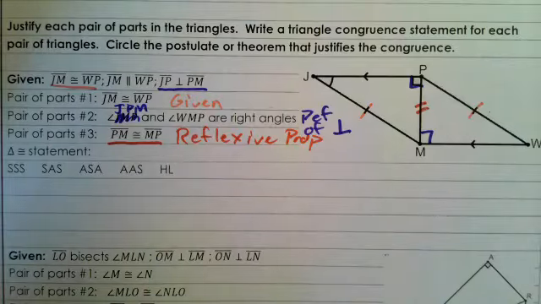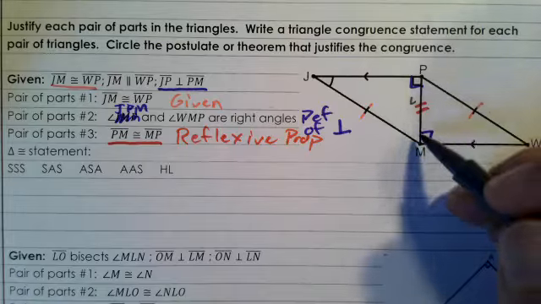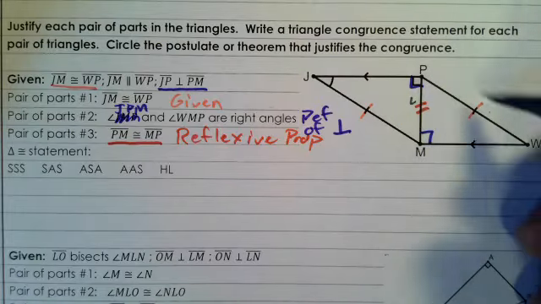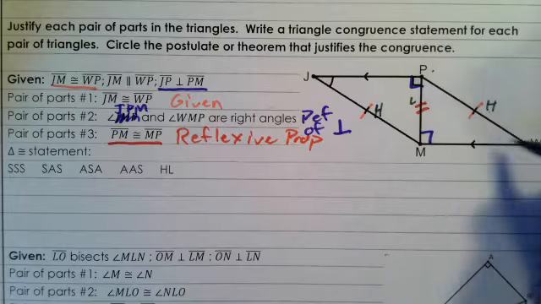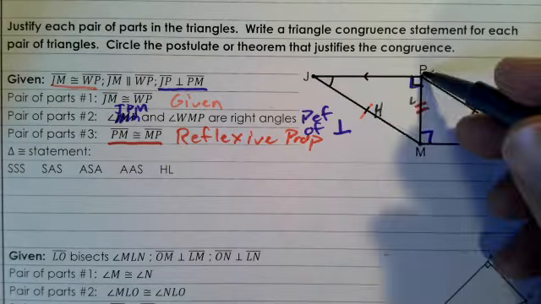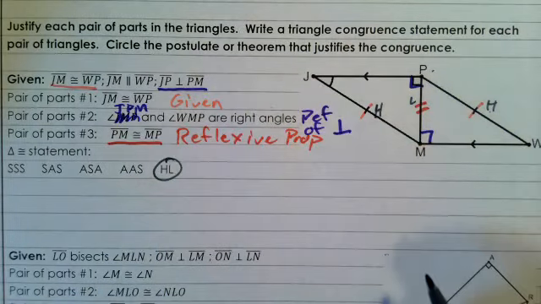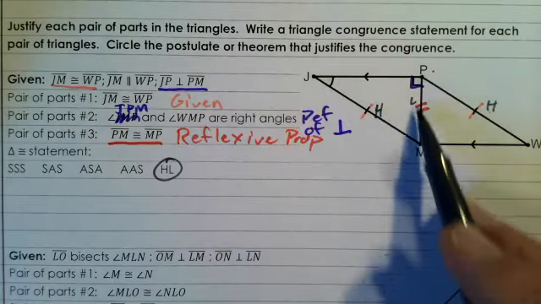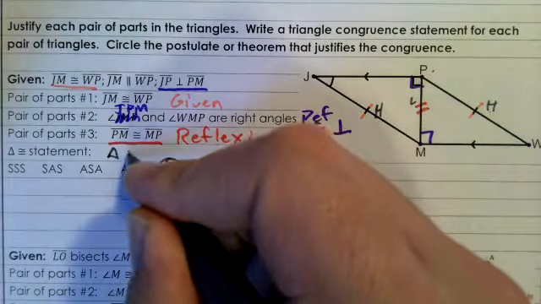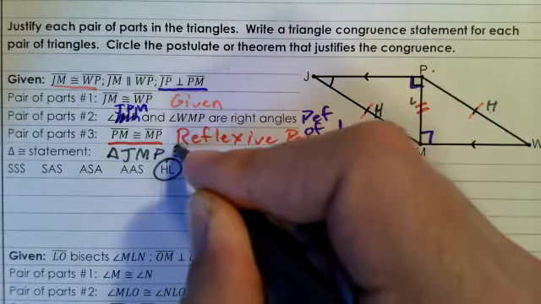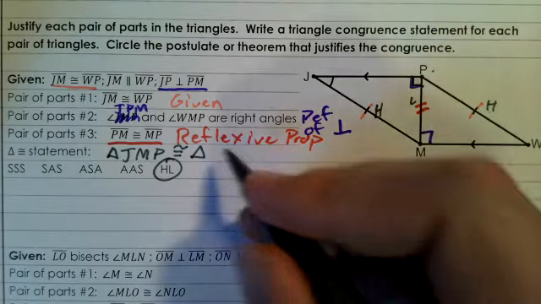So this lets us use hypotenuse leg. We know it's hypotenuse leg because this is the leg of this right triangle. It's also the leg of this right triangle. And the hypotenuses are also congruent. This hypotenuse right here for this right triangle, and this hypotenuse right here for this right triangle. So we can use hypotenuse leg. So I'm going to go by 1 and then 2. So triangle JMP is congruent to triangle WPM.